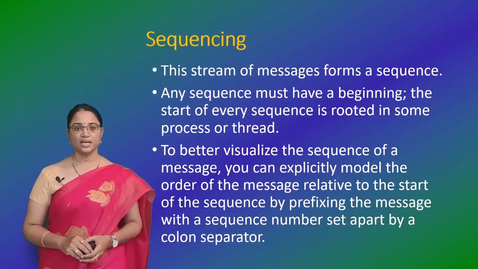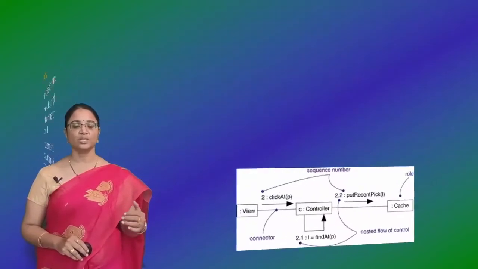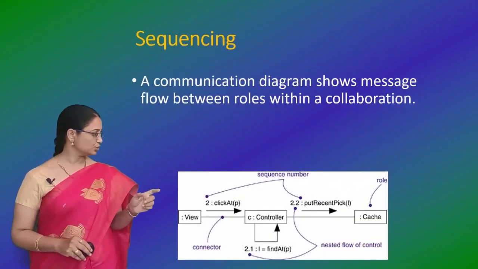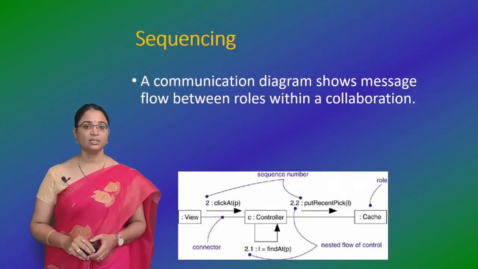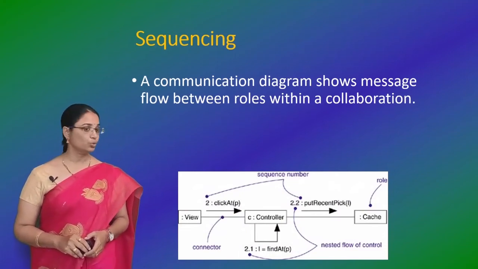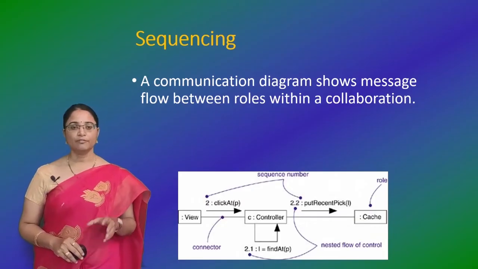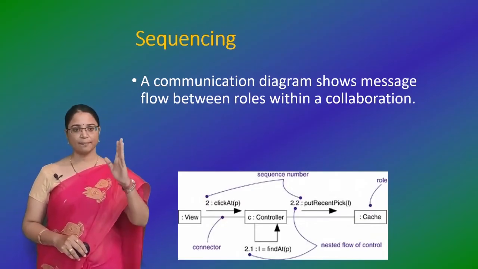A communication diagram shows a message flow between roles within a collaboration. Message flow along the connections of the collaboration is shown in the figure. See here, we have three objects. The first one is the view, the second one is the controller, and the third is the cache. Here the view means seeing a particular point.